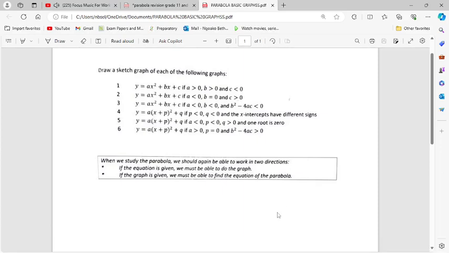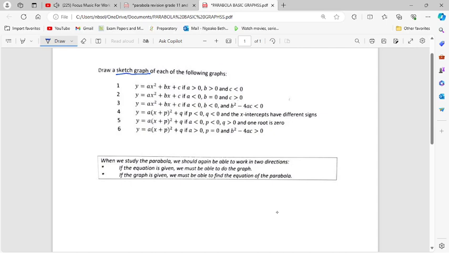Right, let's check on these basic parabola problems. Now we need to draw a sketch. When saying draw a sketch graph of each of the following, the sketch graph is just a sketch of the graph showing the correct shape, because we will not have the actual values. It doesn't require the exact values, as long as it is showing the correct shape.